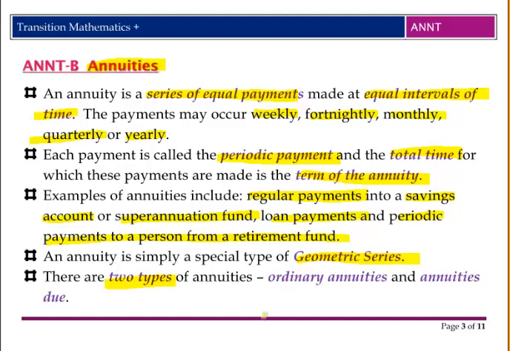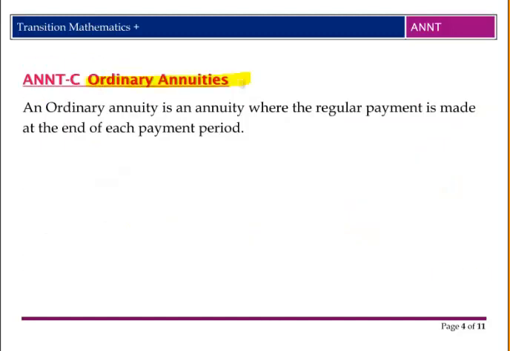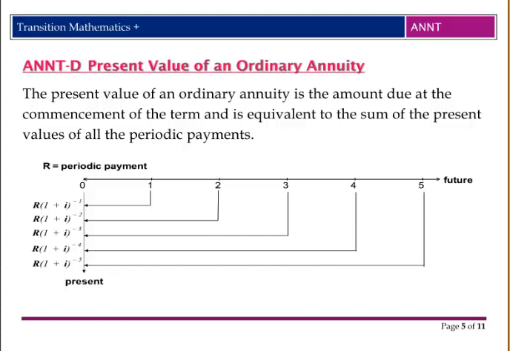There are two types of annuities: ordinary annuities and annuities due. So let's start with ordinary annuities. An ordinary annuity is an annuity where the regular payment is made at the end of each payment period. Now let's look at the present value of an ordinary annuity. The present value of an ordinary annuity is the amount due at the commencement of the term and is equivalent to the sum of the present values of all the periodic payments.